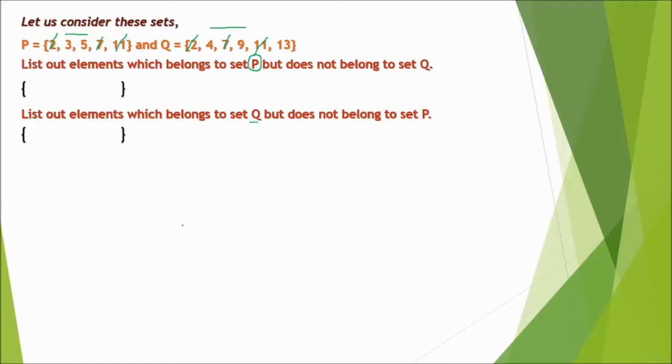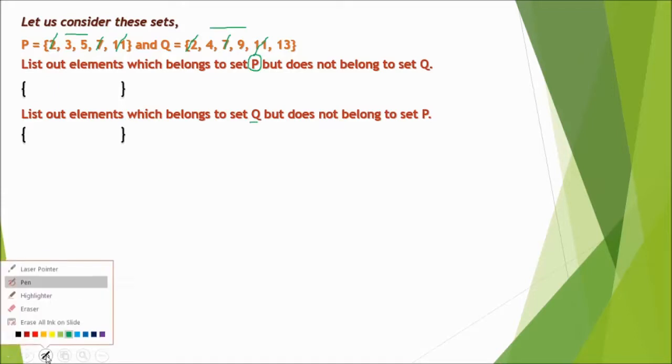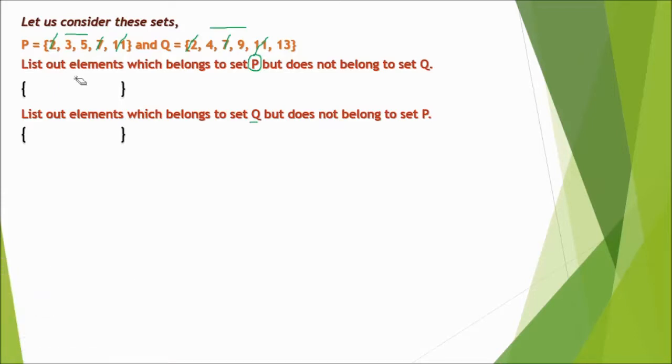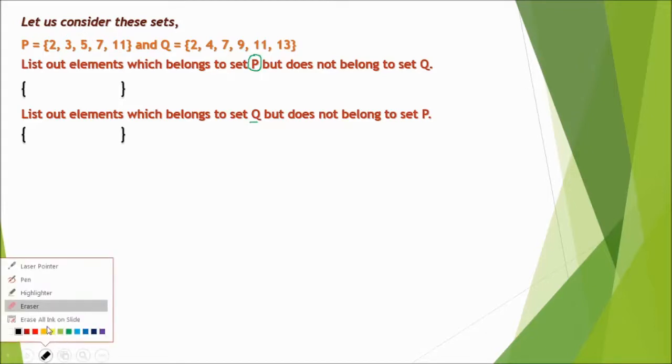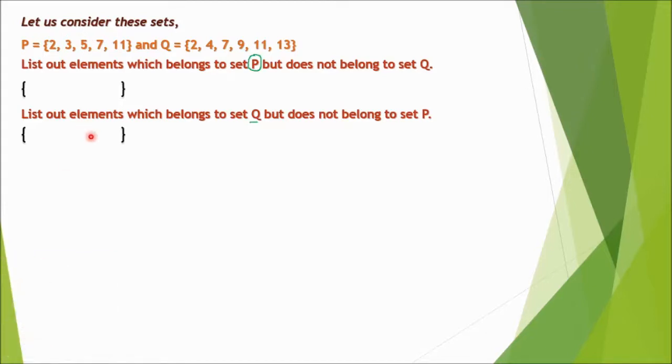Okay, so cancellation is shown in the screen itself. Let me remove whatever I have done here. This is shown in the screen automatically. Okay, let's cancel out the common elements.